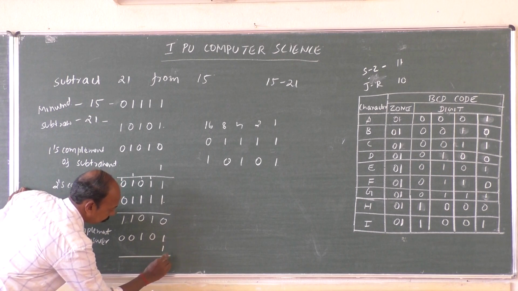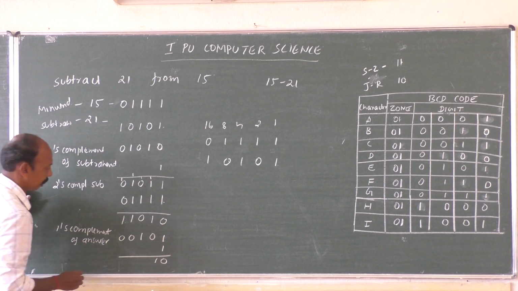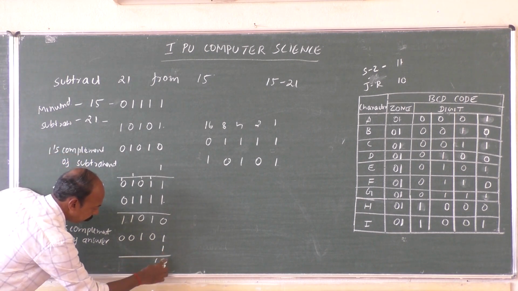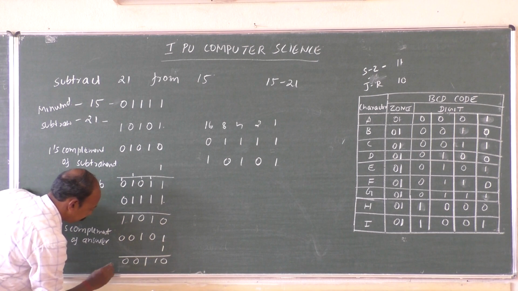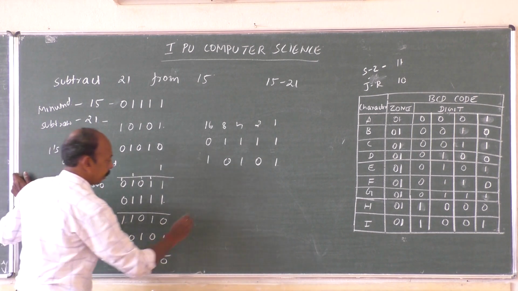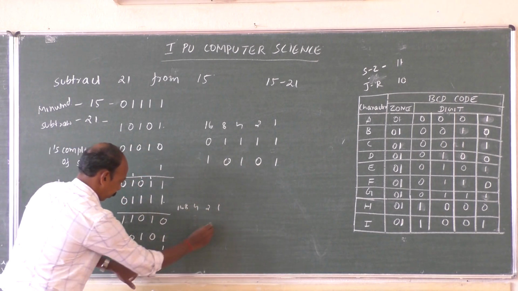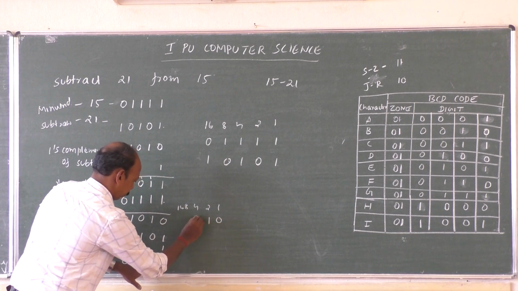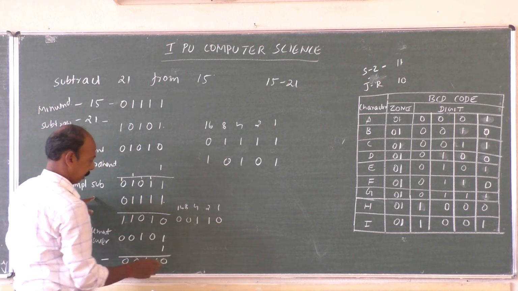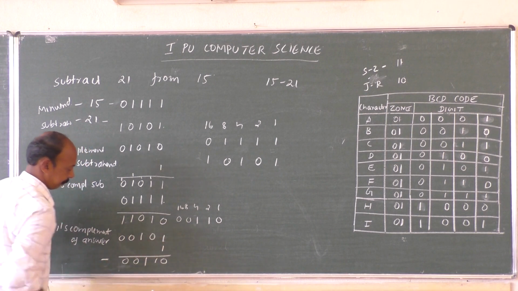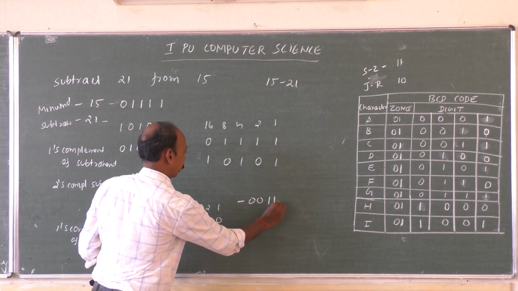That will be 1 and 1 will be 0 with carry 1. Again 1 and 1 will be 0 with carry 1. That 1, 1, 0, 0 and place a negative sign. Now let us see. 1, 2, 4, 8, 16. 0, 1, 1, 0, 0. That will be 6. Here we have to place a negative sign, isn't it? The answer will be minus 0, 0, 1, 1, 0.